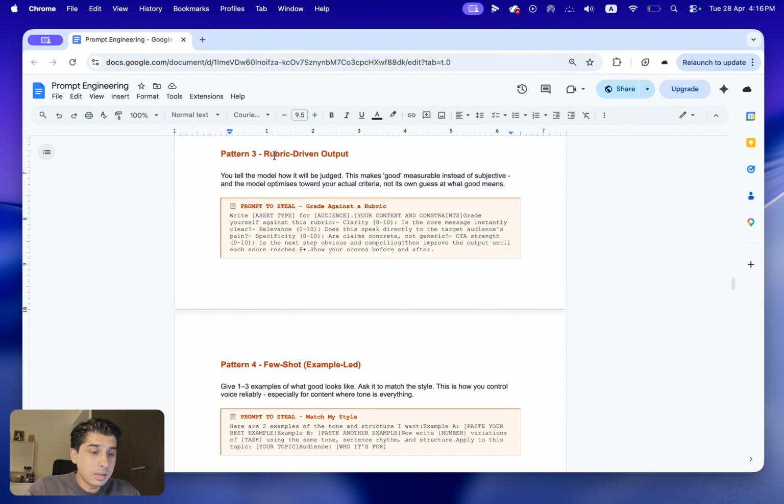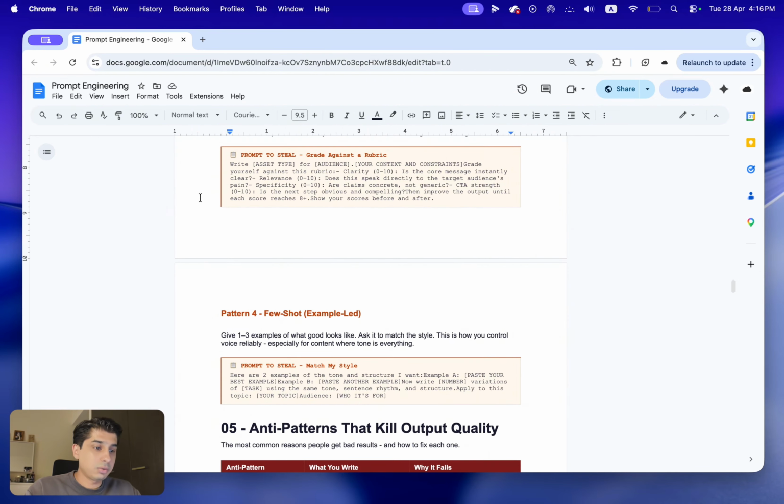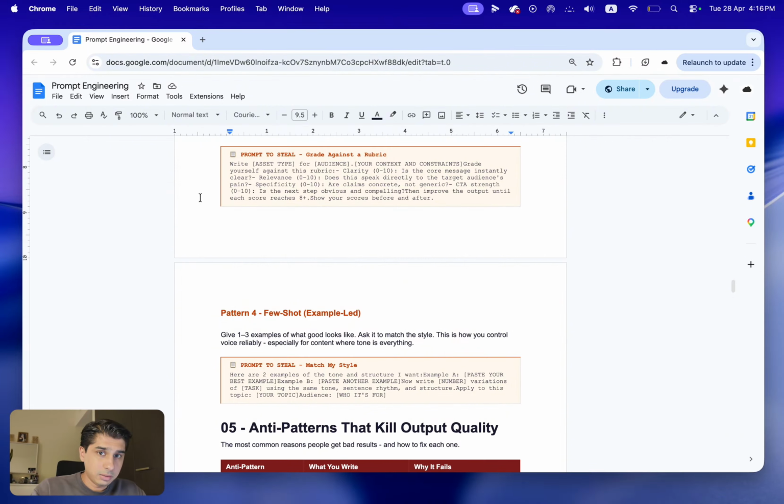Pattern 3 is rubric-driven outputs. So you tell the model how it will be judged. This makes good measurable instead of subjective, and the model optimizes towards your actual criteria, not its own guess at what good means, right? So for you, good might mean something else, maybe more detailed answers or vague answers, but for the LLM, good means a longer essay, right? Again, another prompt for you to steal.